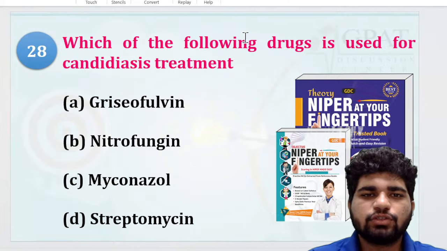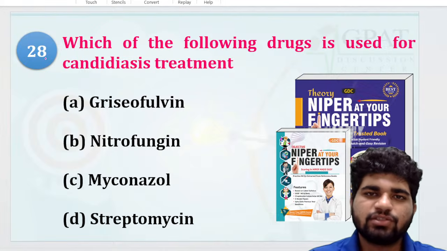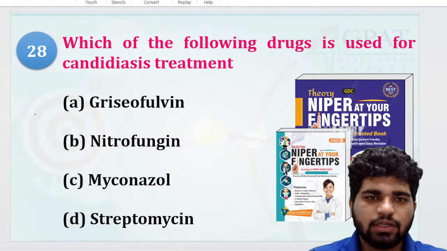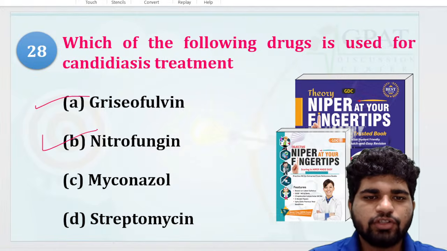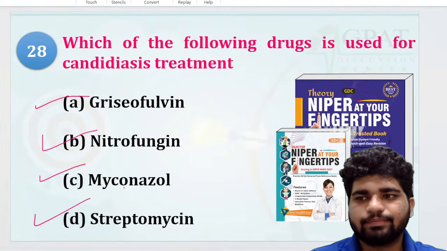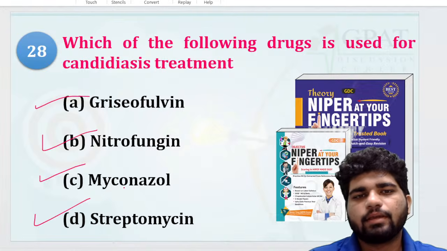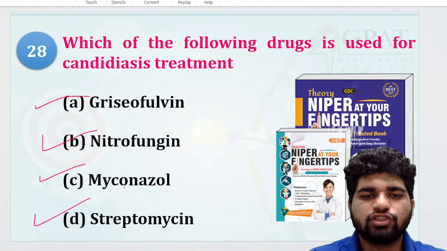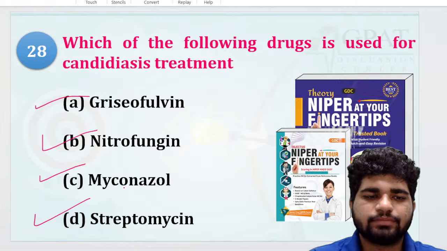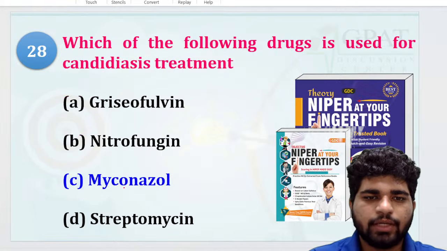Which of the following drugs is used for candidiasis treatment? Candidiasis, you know, that's a fungal disease. Is it griseofulvin, nitrofungin, miconazole, or streptomycin? Obviously, that would be your miconazole.